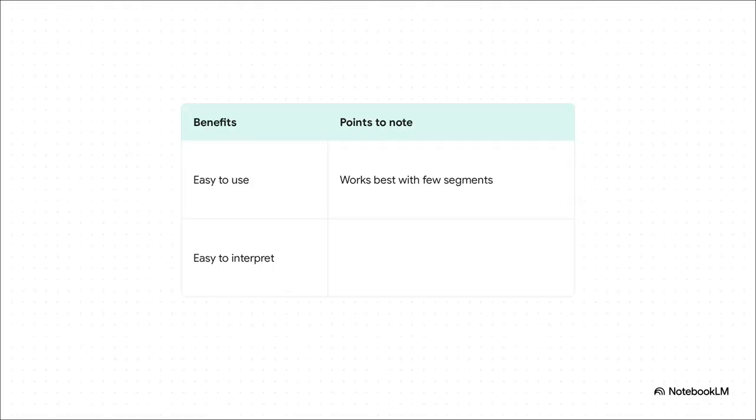But here's the key. It really works best with just a handful of categories. If you have too many slices, it just becomes a cluttered mess and loses all its impact.